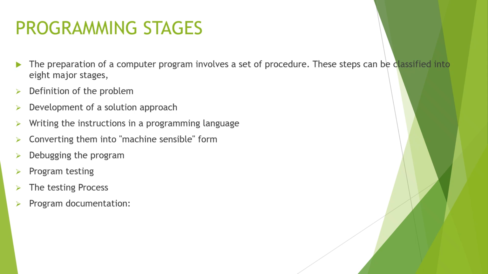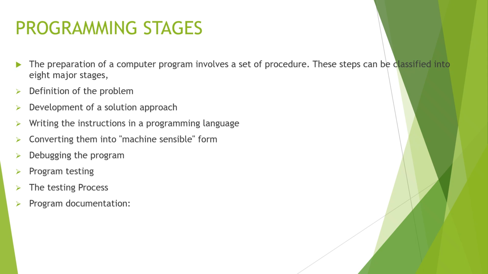Then the next stage is converting them into machine sensible form. The machine has a particular language that it understands. It doesn't understand this English that we speak, but it has its own language, and we call that machine language. So after you have written code, after the coding stage, it is now converted into the machine language, which is zeros and ones. They are the language that the computer understands.